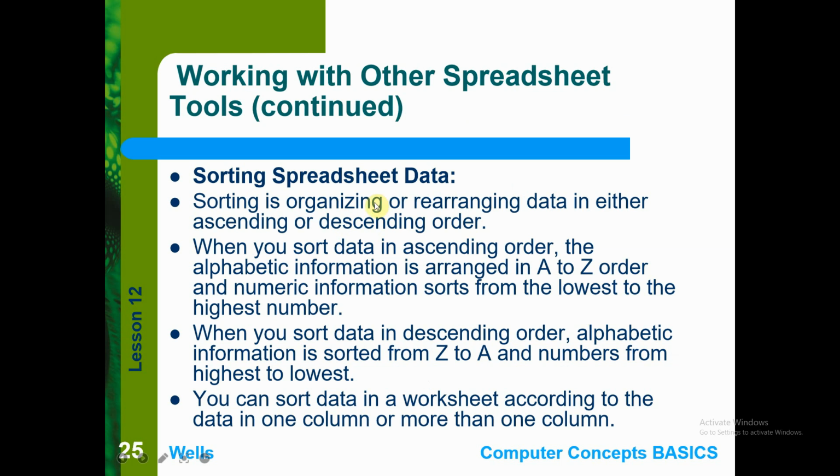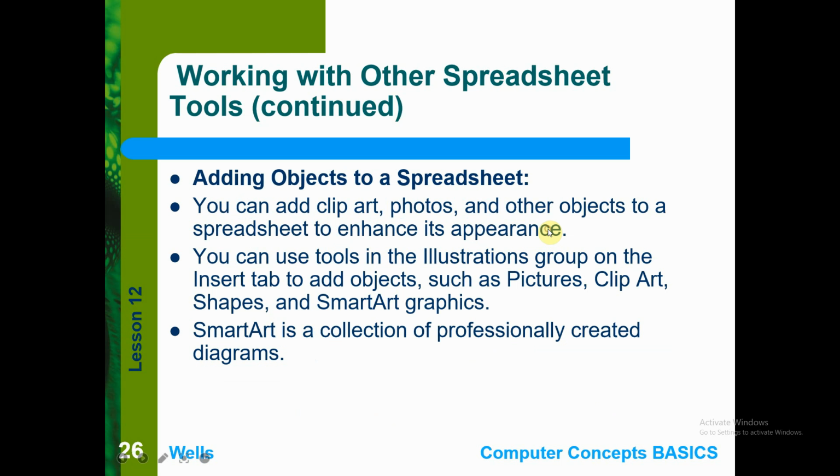So sorting data, initially ascending order: alphabetical A to Z, tapos ang numeric information lowest to highest. Then descending order naman, Z going back to A, then highest to lowest number sa values ng inyong cell row or cell column. So you can sort data in a worksheet according to data sa one column or more than one column.